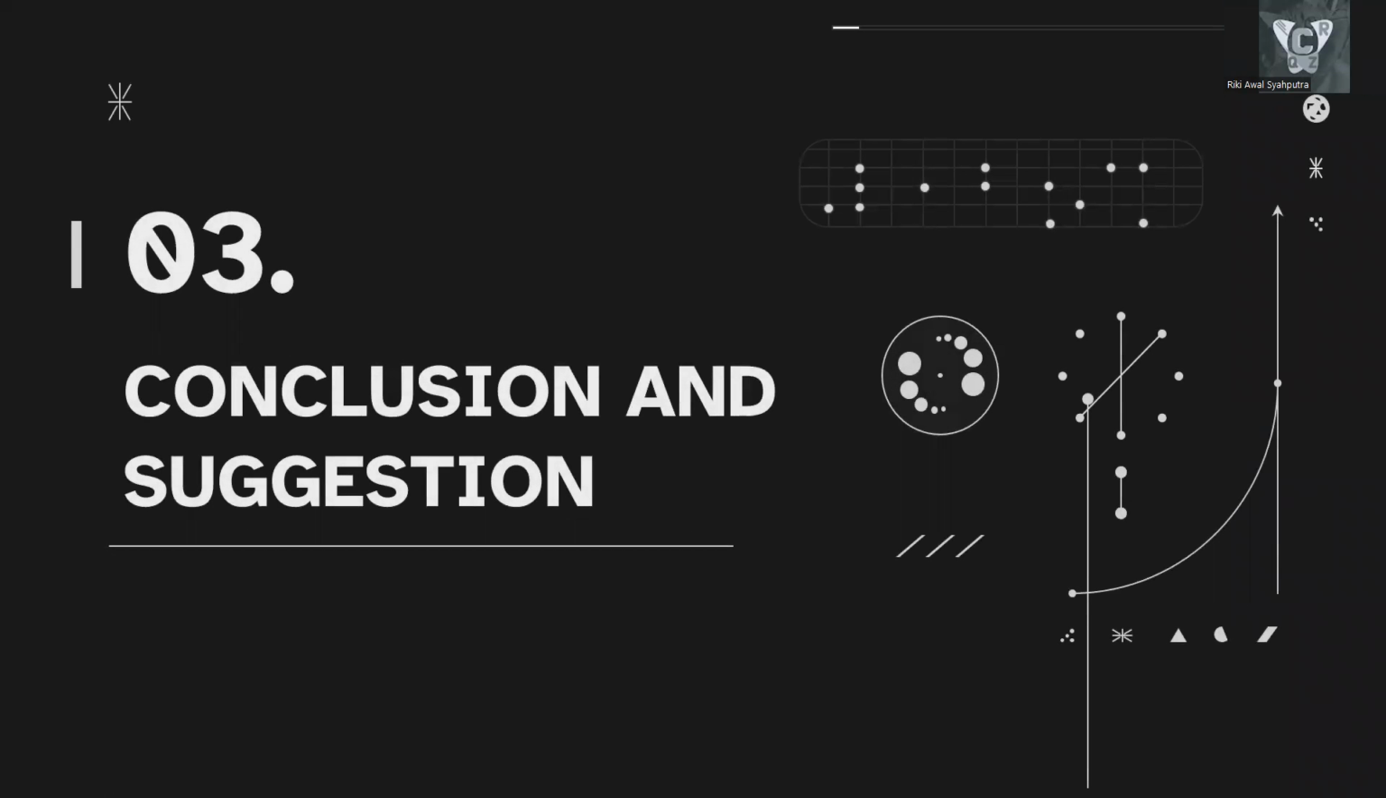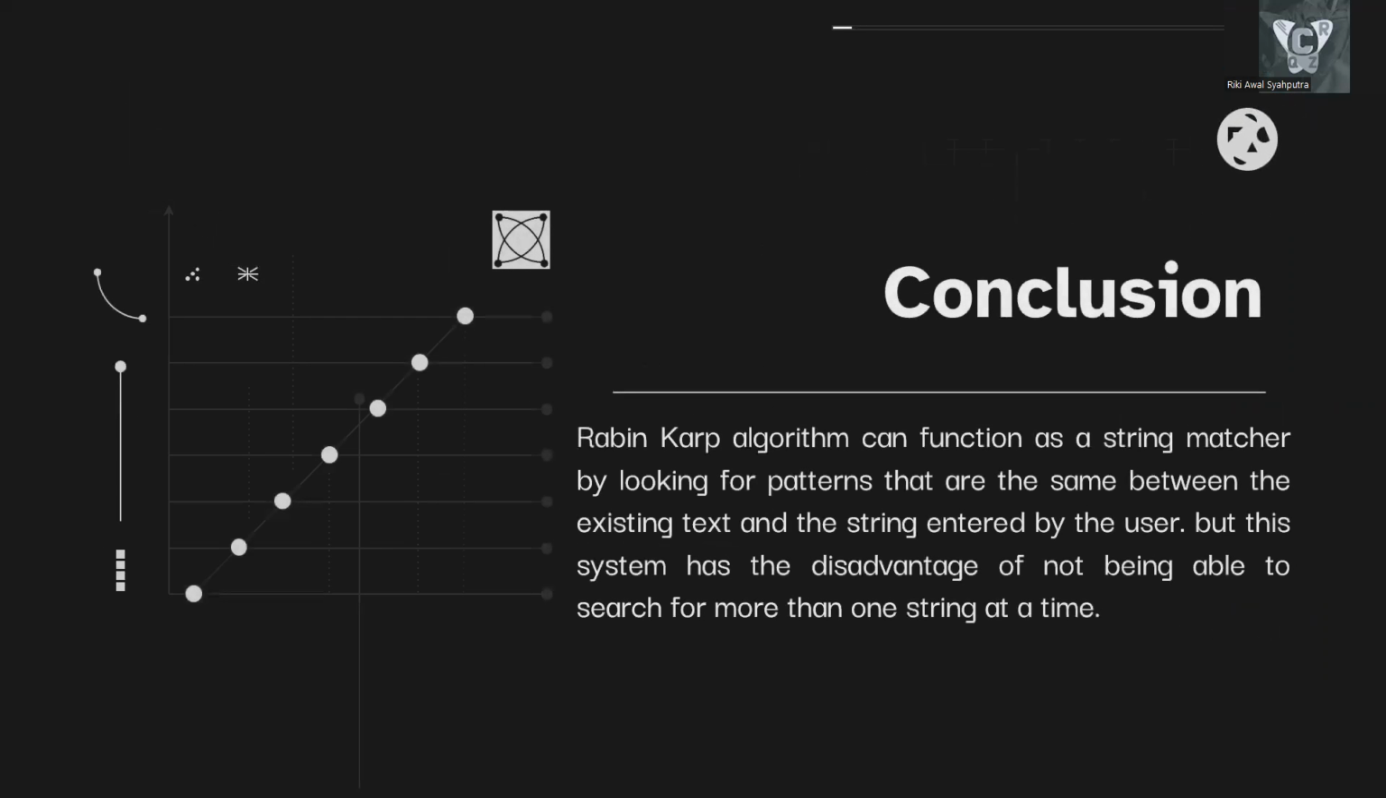Okay, in chapter 3, we would like to present the conclusion and suggestion. So what are the suggestion and the conclusion itself? First, we present the conclusion. The conclusion is that the Rabin-Karp algorithm can function as a string matcher by looking for patterns that are the same between the existing text and the string entered by the user. But this system has the disadvantage of not being able to search for more than one string at a time.